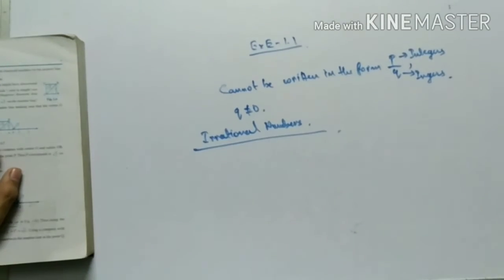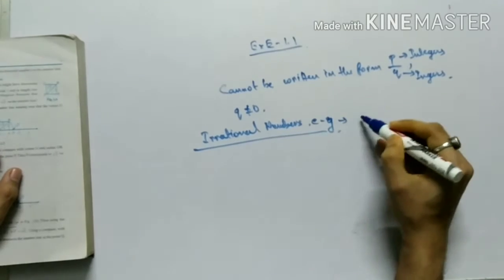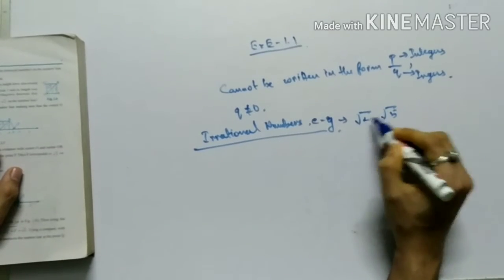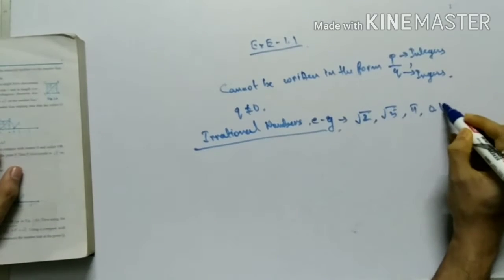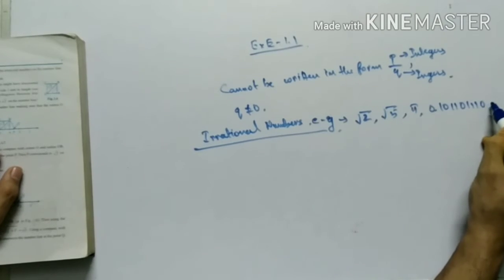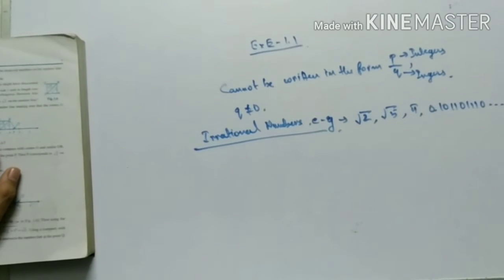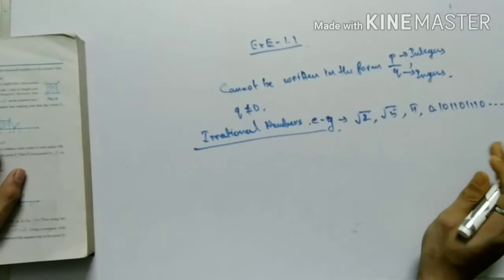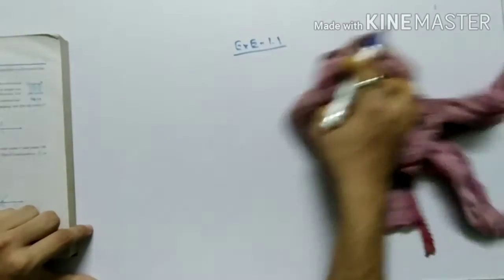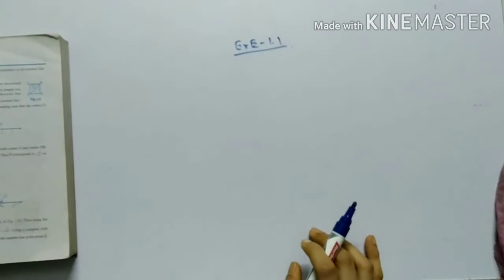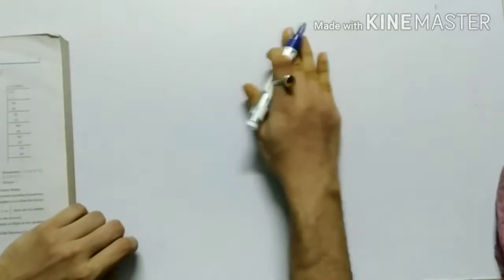Some of the examples of irrational numbers are root 2, root 5, pi, then again 0.1011011110 and so on. These types of numbers are examples of irrational numbers. Next there is example 3, locate root 2 and root 3 on the number line. It is already done in the class.